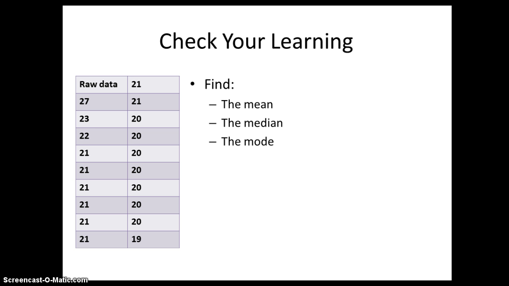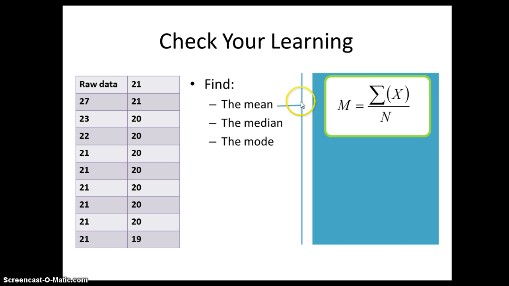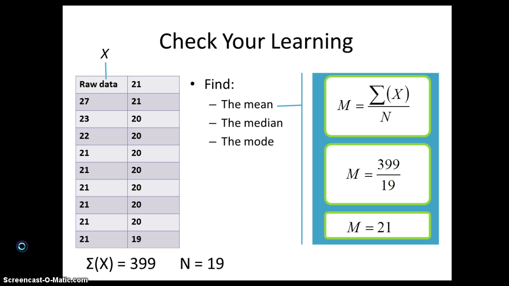Okay, so now if we wanted to find the mean, we'll start there. We have our formula here: the sum of all of the x scores divided by n. So x refers to this raw data. Each one of these scores is a single x. If we sum them all together, we get 399, and we have a total of 19 scores in our sample. So if we substitute in, you'll see 399 divided by 19, and that turns out to be a mean of 21. So the average age of students in the class is 21.